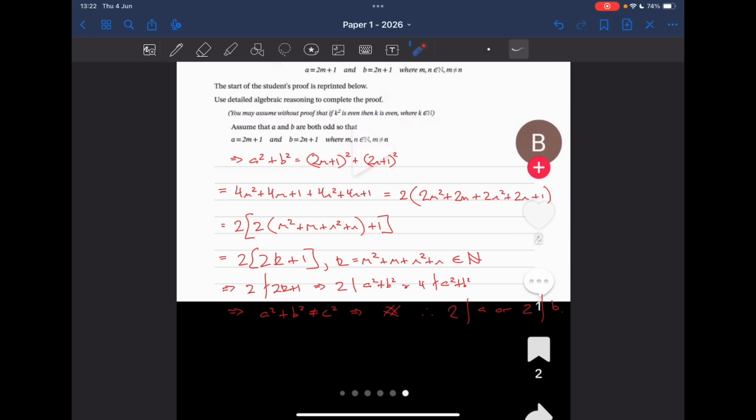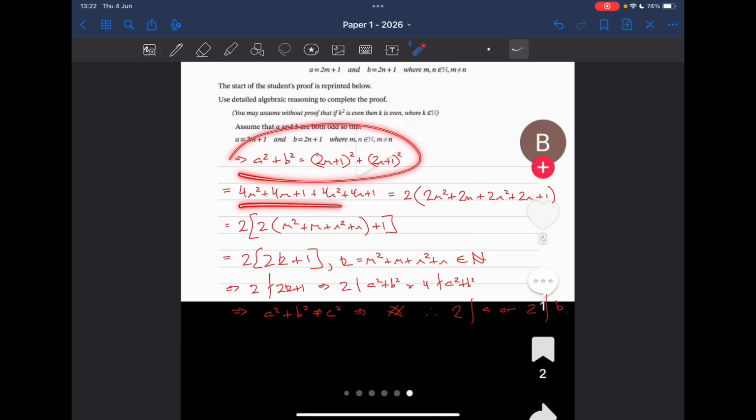Oh, yeah, this is what I did for the last one. Very similar. So we expanded the brackets, collected up again, 2 times somethings, 2 lots of 2k plus 1. 2k plus 1 is an odd thing. We need, a squared plus b squared is even, but it's not a multiple of 4, so it cannot be that. I didn't write this bit down. Let me put this bit on the end.